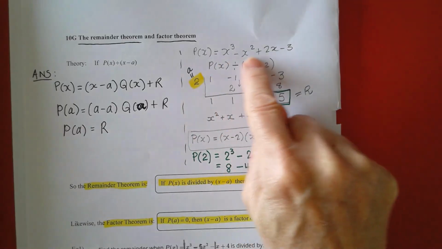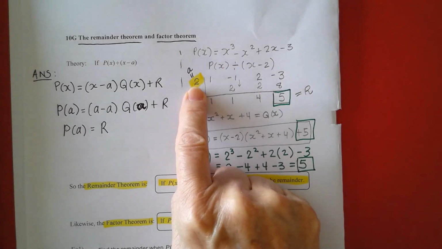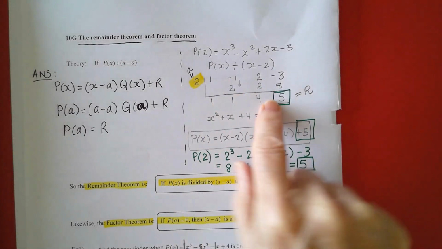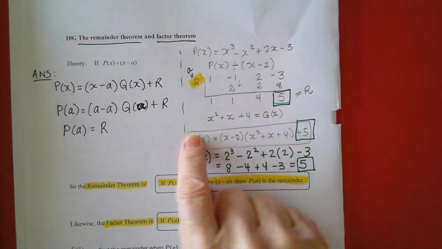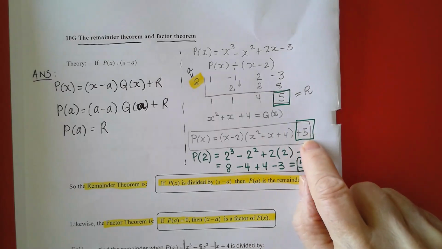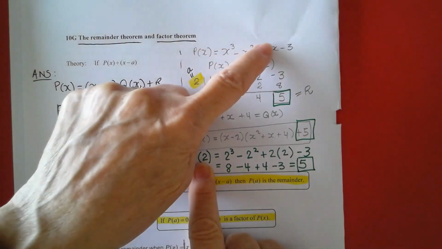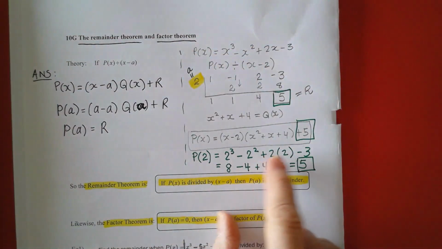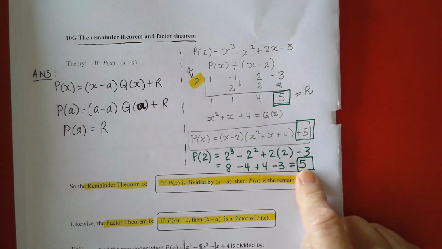We said, okay, we have this thing, we're going to divide by that. We took the 2 out here, we did long division, and we got a remainder of 5. Then we wrote it this way, putting the remainder of 5 there. And then we put 2 in for x everywhere there was an x. I put 2 in because that's what made this 0. That was my A. And I ended up getting 5.